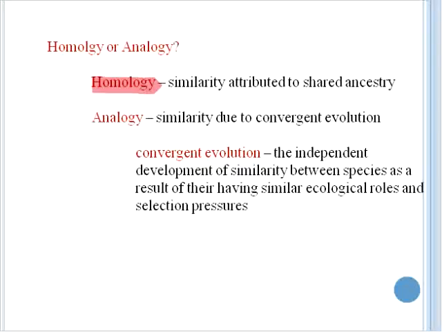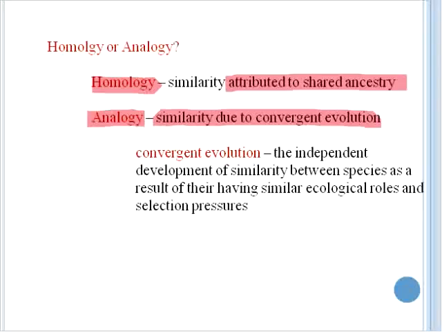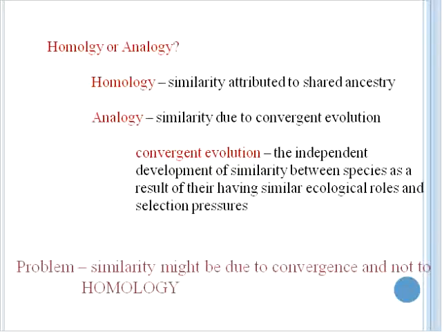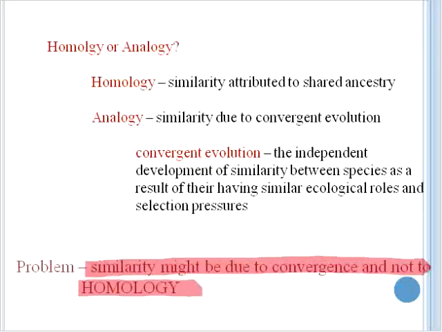We have to understand the difference between homology and analogy. Homology is due to shared ancestry. The forelimb of a whale and a human are an example of that. Analogy is similarity due to convergent evolution, the independent development of similarity between species as a result of their having similar ecological roles and selection pressures. The wing of an insect and the wing of a bat are analogous structures, but they're certainly not homologous. Similarity, you see, might be due to convergence and not to homology when you try and distinguish between the two.